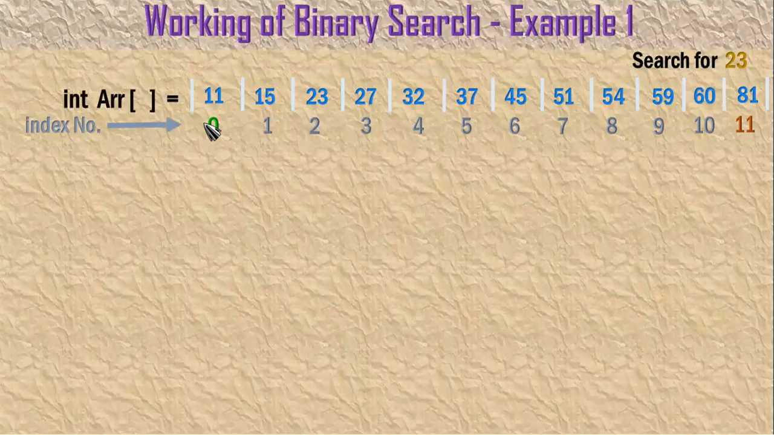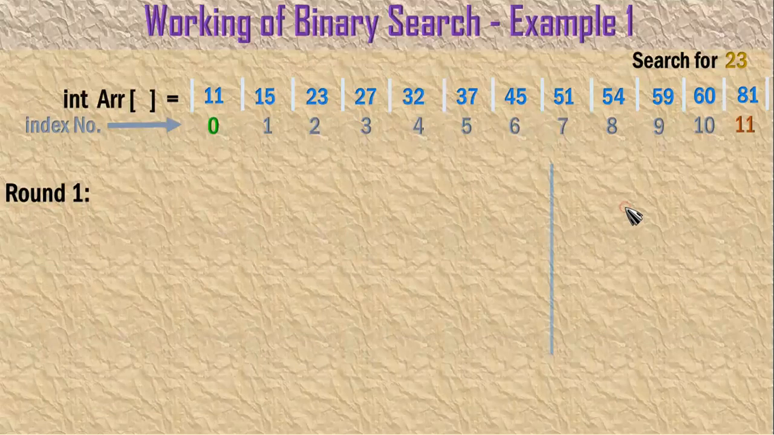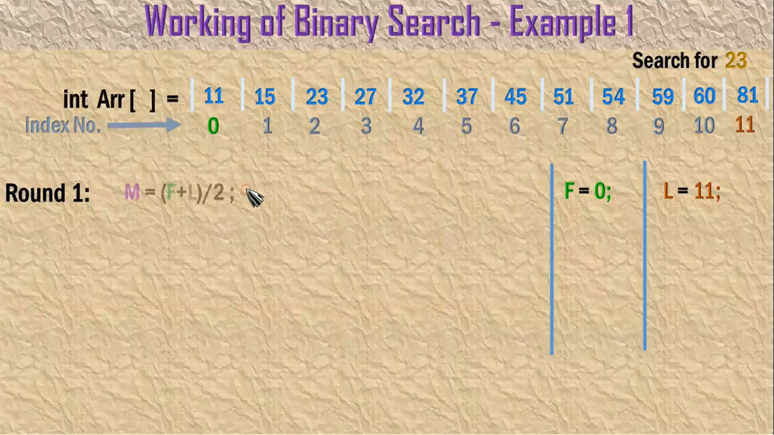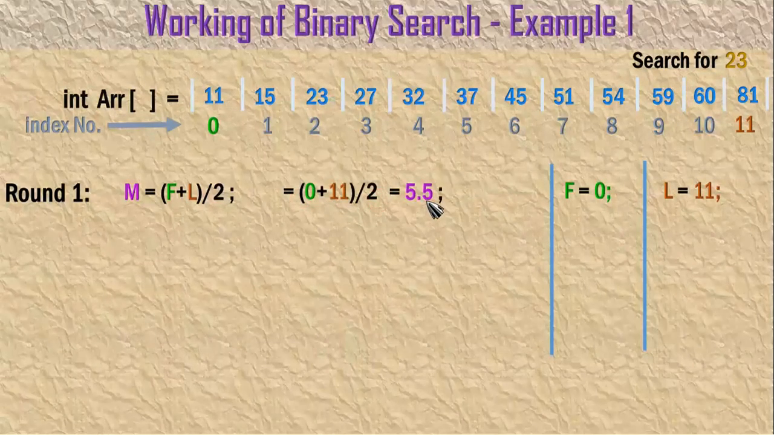For the first time, the search will be in the whole array. So it takes the first index as 0, last index as 11 here, and then we add first index and last index divided by 2. So we get 5.5. Index number cannot be 5.5, so we leave the decimal part and take only the integer part. In the program also, it will do implicit conversion automatically, that is, integer divided by integer gives only the integer value as quotient.